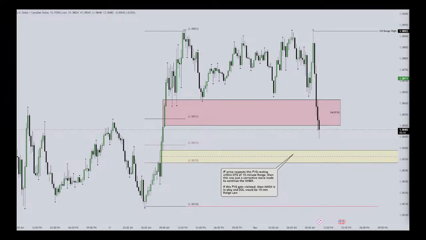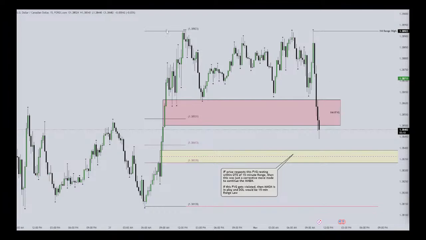We're going to be going over USDCAD again. So today we're going to be talking about what happened last week and then what we anticipate of price doing next week. So let's go ahead and get started.